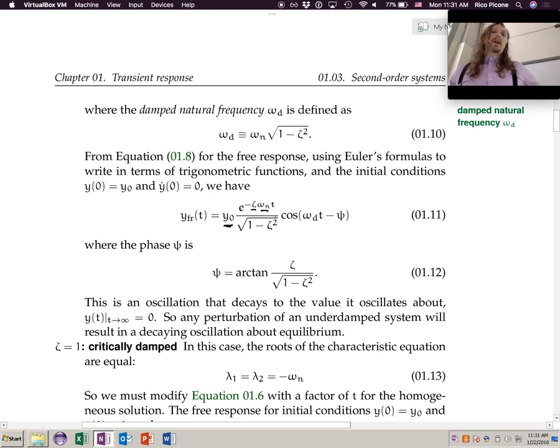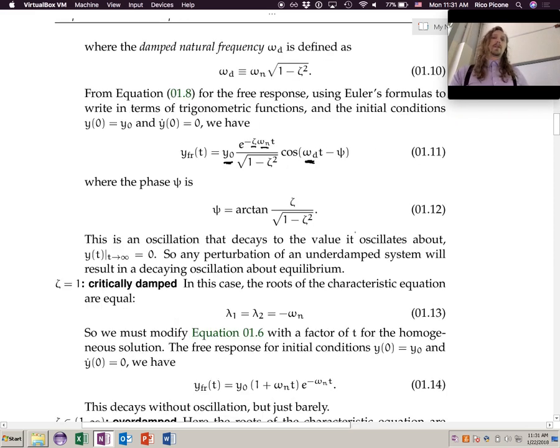There's this square root of 1 minus zeta squared. That's just a little bit of a factor that's often not too far away from 1. So we have a decaying exponential multiplying a sinusoid, right? And this sinusoid has frequency, the damped natural frequency, and it has a certain phase psi, which is given by equation 112. And this all comes from converting the exponential form to the trigonometric form.